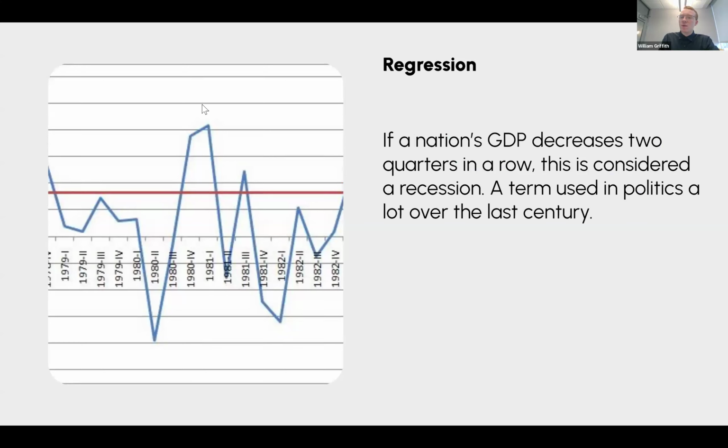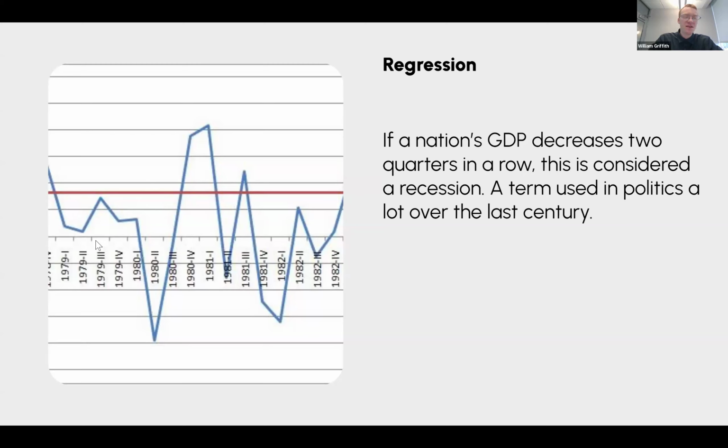And then another term I want to talk about is recession. If a nation's GDP decreases two quarters in a row, then this is considered a recession. It's a term used in politics a lot since the turn of the century. So here's a graph for you from 1979 to 1982. This red line represents the average increase in GDP. And this line with the dashes represents 0% increase.